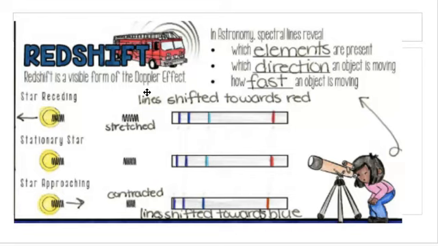So one of the big discoveries about our universe a long time ago was the fact that the universe is expanding, that things are moving away from us. That has been very consistent in science, that things are moving away from us, that the universe is expanding.